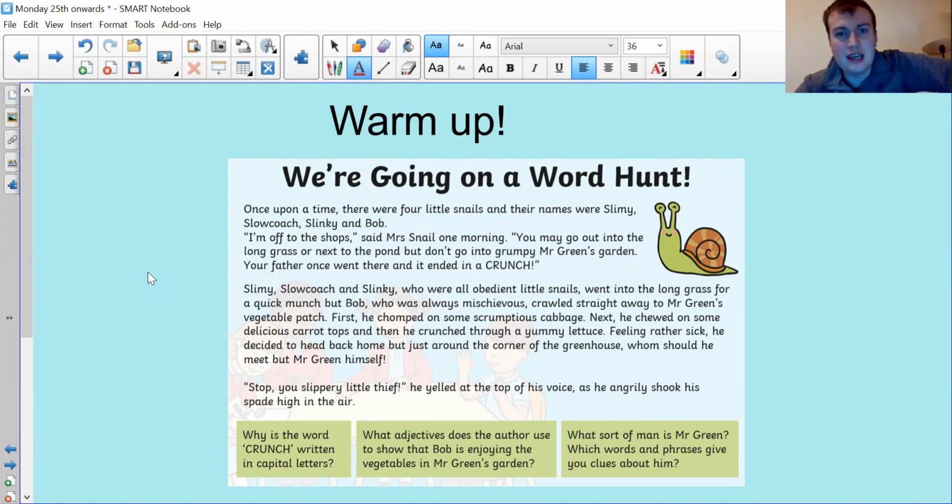Slimy, Slowcoach, and Slinky, who are all obedient little snails, went into the long grass for a quick munch, but Bob, who was always mischievous, crawled straight away to Mr. Green's vegetable patch. First, he chomped on some scrumptious cabbage. Next, he chewed on some delicious carrot tops, and then he crunched on a yummy lettuce. Feeling rather sick, he decided to head back home, but just around the corner of the greenhouse, whom should he meet but Mr. Green himself? "Stop, you slippery little thief!" he yelled at the top of his voice as he angrily shook his spade high in the air.